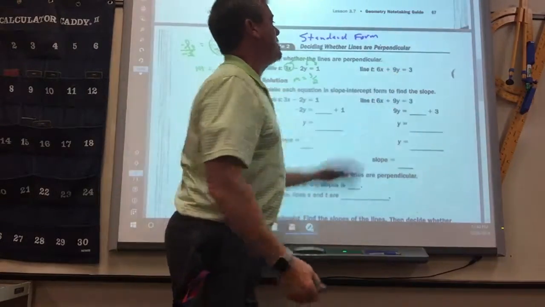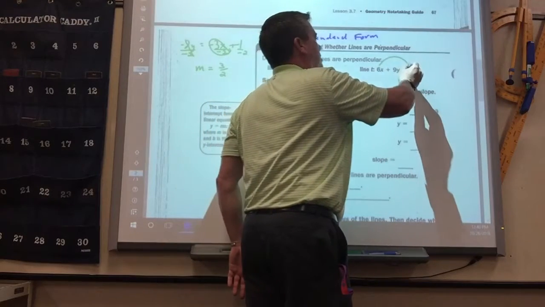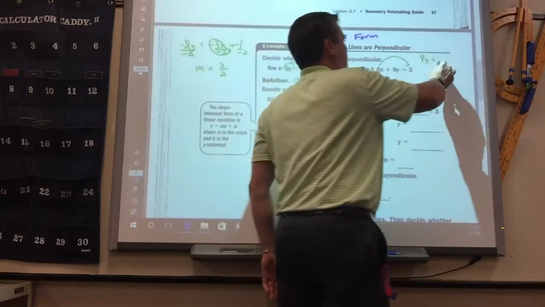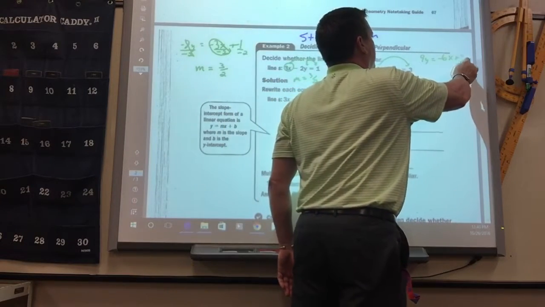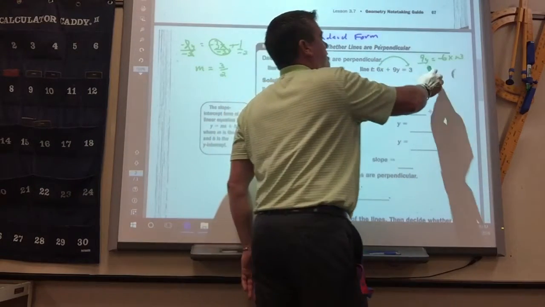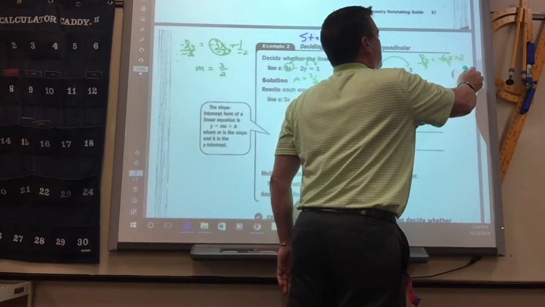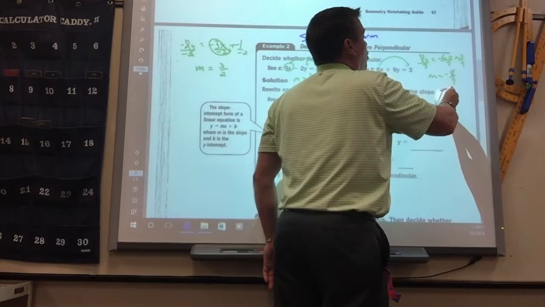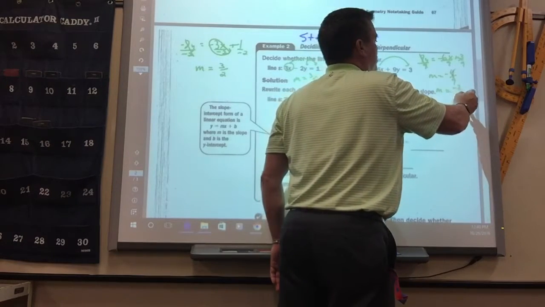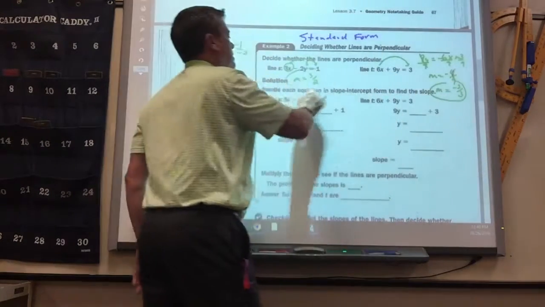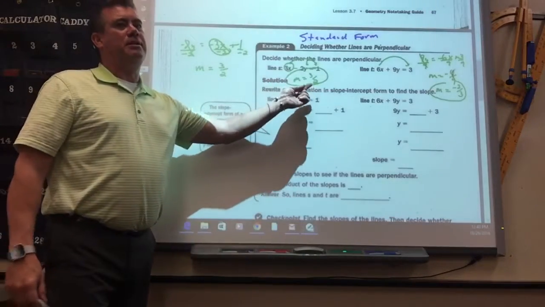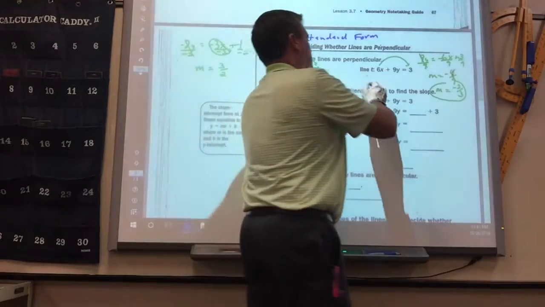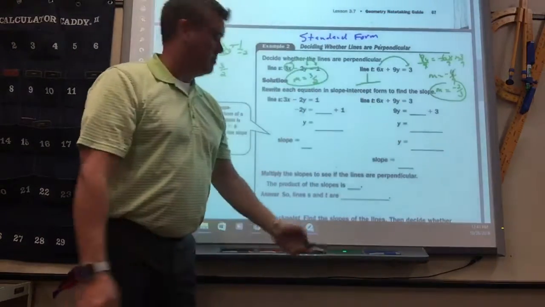This one now, we do the same thing. We'd move the 6 over. So it'd be 9y equals, this would change to negative 6x plus 3. Then divide by 9. Negative 6/9, which reduces to negative 2/3. So, are the lines perpendicular? Yes. They're opposite signs and they're reciprocals. Okay?